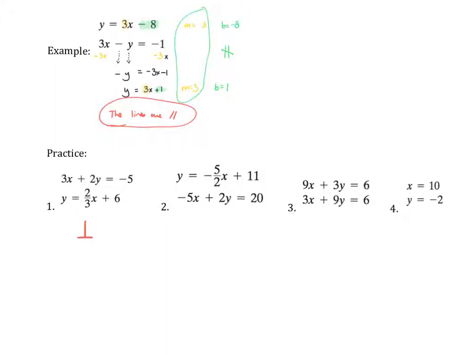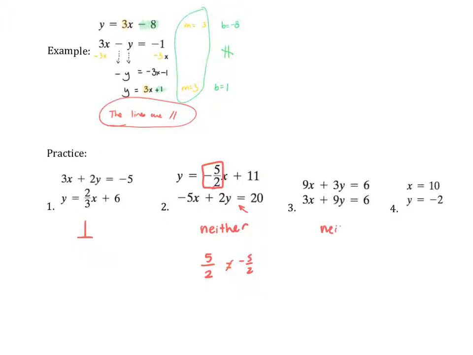Number 1 is perpendicular. Number 2 is neither. In case you want to know, this slope is -5/2. And this slope here would have been 5/2. And since those are not equal, nor are they opposite reciprocals, they're just opposites. So the answer here is neither.